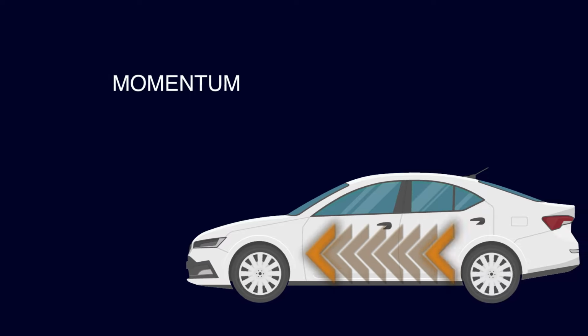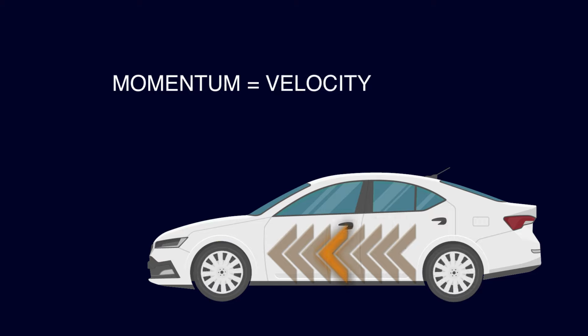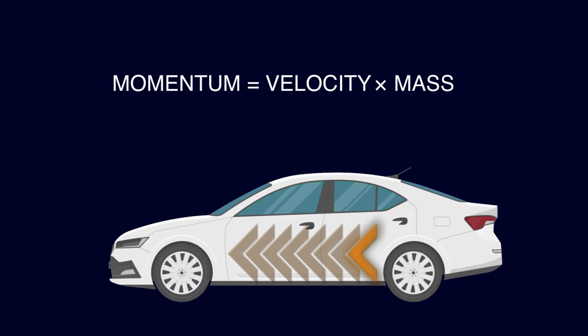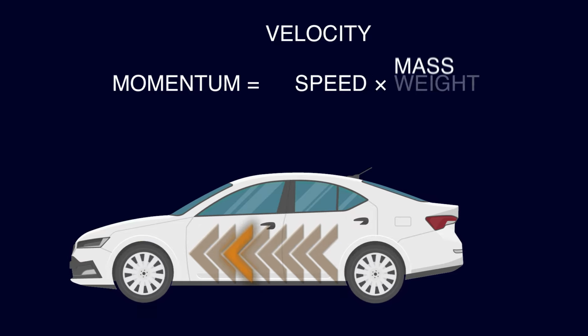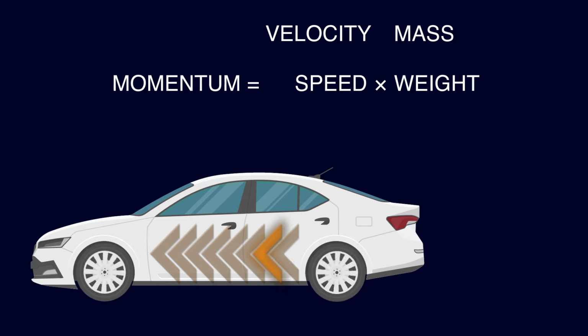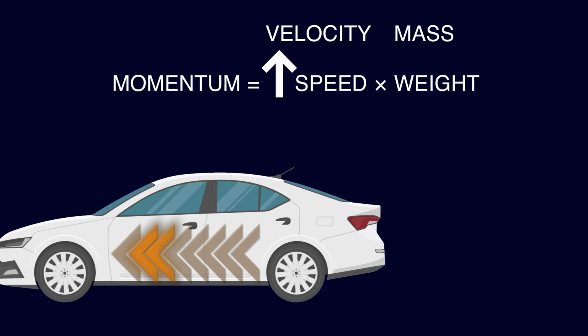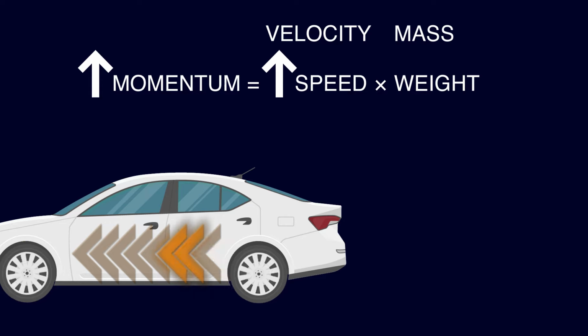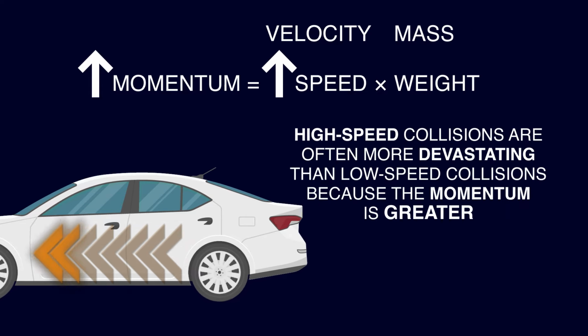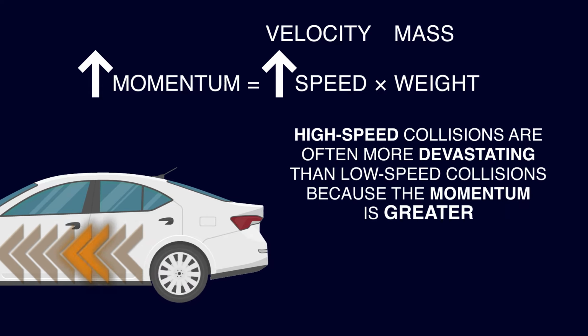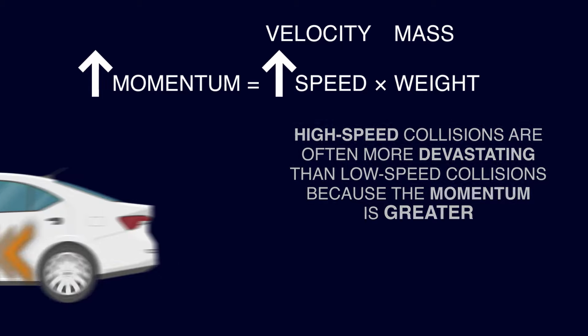As it relates to creating that energy, a vehicle generates that energy through momentum. Momentum is based on a vehicle's velocity multiplied by its mass, which we can simplify to speed and weight for our purposes in a car crash. Based on this equation, the greater the speed, the greater the momentum. High-speed collisions are often more devastating than low-speed collisions because the momentum is greater.